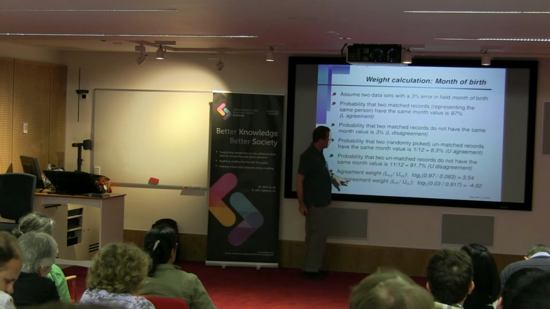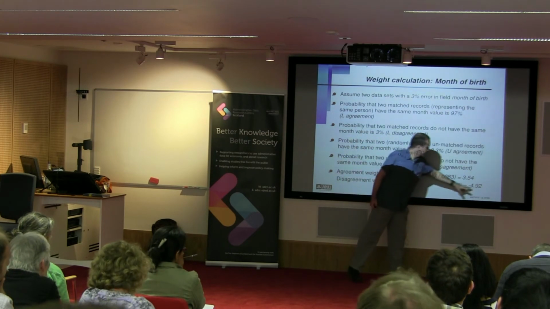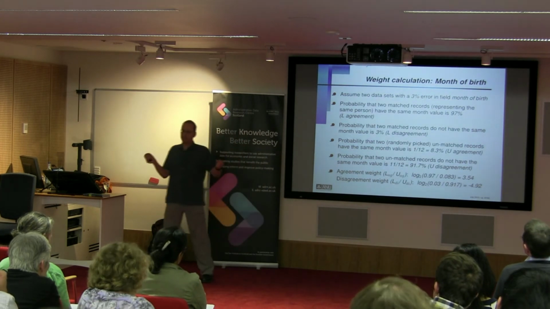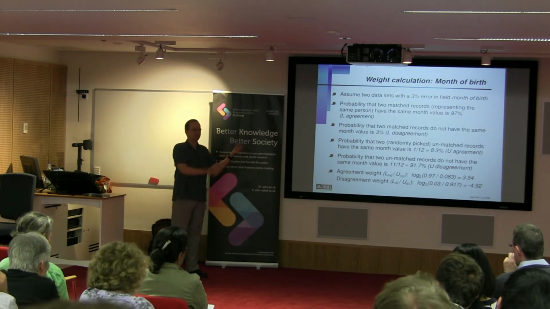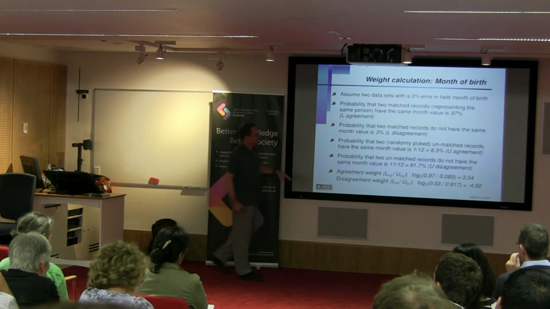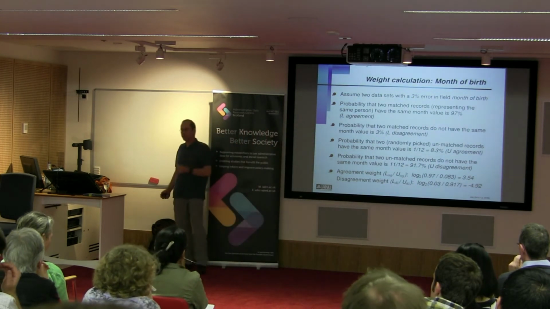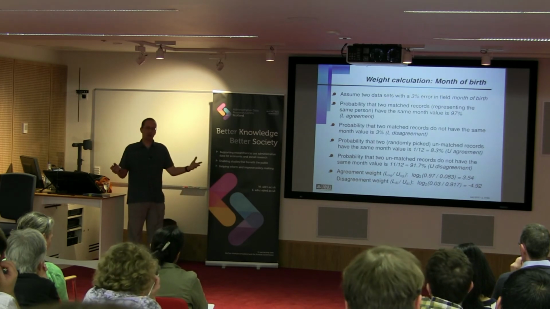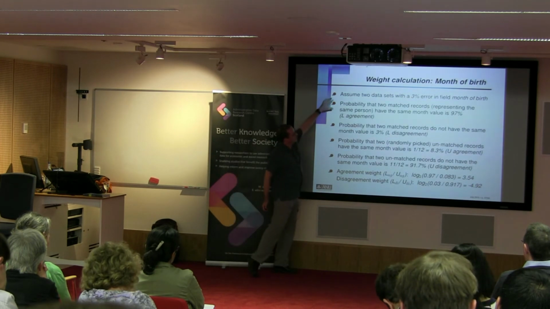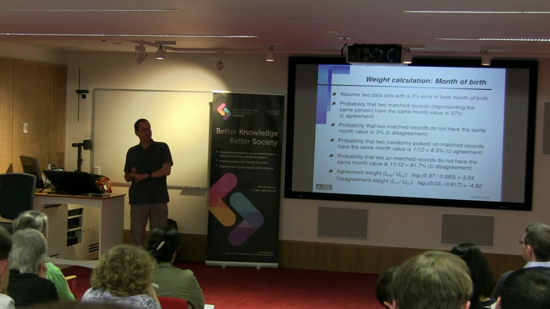The disagreement weight is the link disagreement divided by the unmatched disagreement, which gives us a negative value of minus 4.92. So if you have 2 records and they have a different month of birth, I give it that negative value. These calculations are based on the assumption that we have a 3% error in our database. If the error is larger, the calculations change. If you do the same on day of the month or year of birth, then we have again different calculations, right?